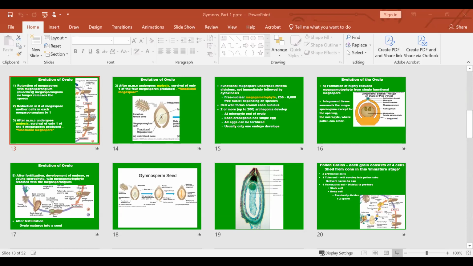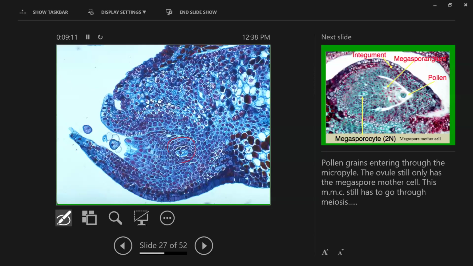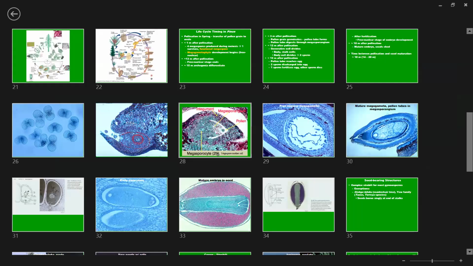So here they're showing pollination with the pollen grains coming through the micropyle. And that's the megaspore mother cell that you're looking at there. So that is this whole thing here. That's megasporangium tissue. There's no megagametophyte there yet. It's not there. There's no egg. There's no archegonia. So the pollen grains have to sit there and wait until the megaspore mother cell does its meiosis and functional megaspore, megagametophyte.